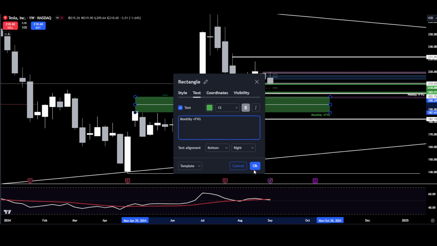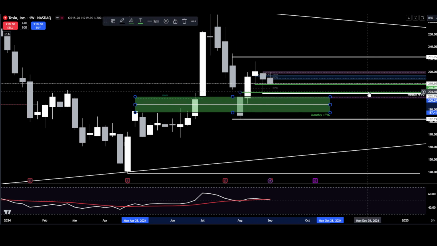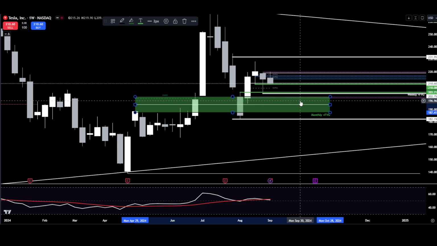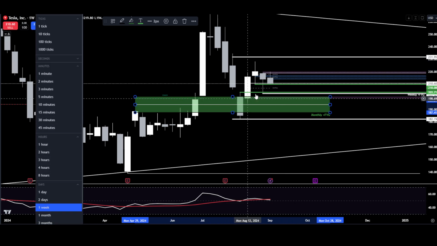So that monthly fair value gap can potentially offer support if that weekly one closes. But I really don't want to see that weekly one close, because if that weekly one closes, right, around that 203.90, closing the week below that, likely to push down, you know, probably to 193 and then even potentially to 188. Now, if we go to the daily chart, right, we have our different levels marked off here.